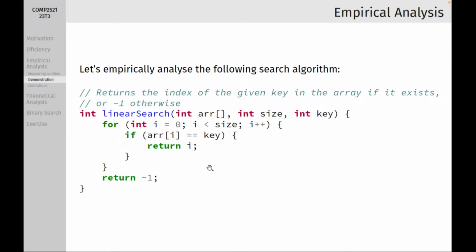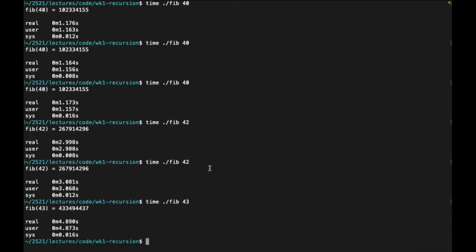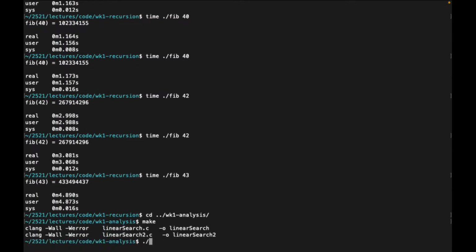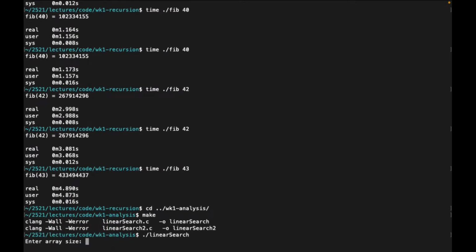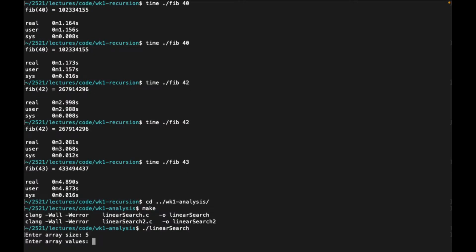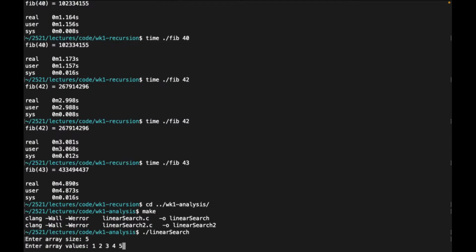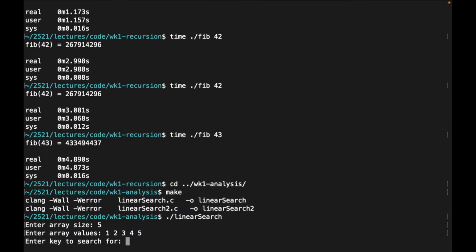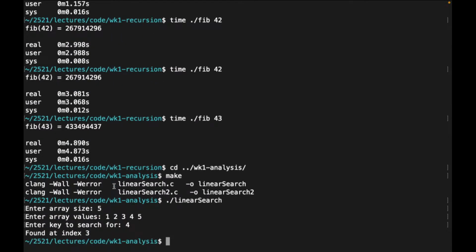Right, so I've got the program here. Let's try and run the program normally first, just to show how it works. So we enter the array size, we enter the values of the array. I'm just going to say 1, 2, 3, 4, 5. And then it asks me to search for a key. So let's search for something that's in the array, 4. It'll say that we found 4 at index 3.